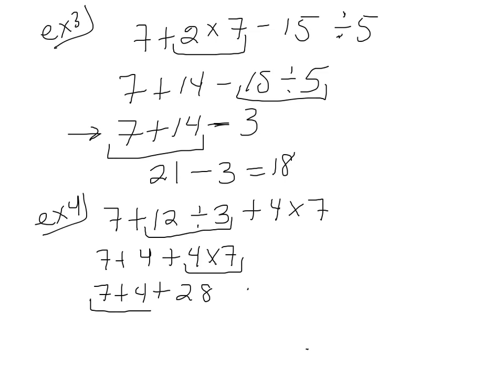The next step is to start your addition from left to right. 7 plus 4 will give you 11. And then you have 11 plus 28, which will give you 39. Alright, I hope you got that right. I'm going to do one more on one more slide.